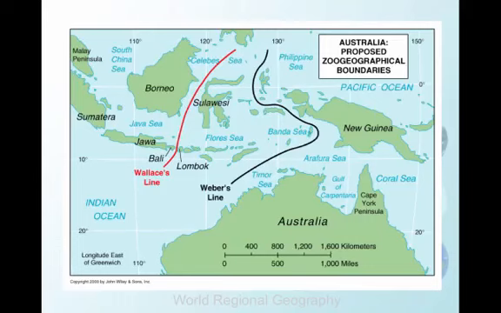Here we have a map. This was taken from another geography textbook. Importantly, this shows Wallace's line. That is the line in red. Wallace was a British naturalist in the mid-1800s, and he found that flora and fauna species on either side of this line have very little interaction.